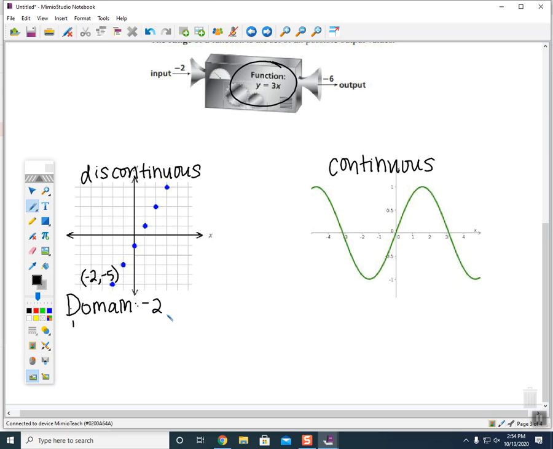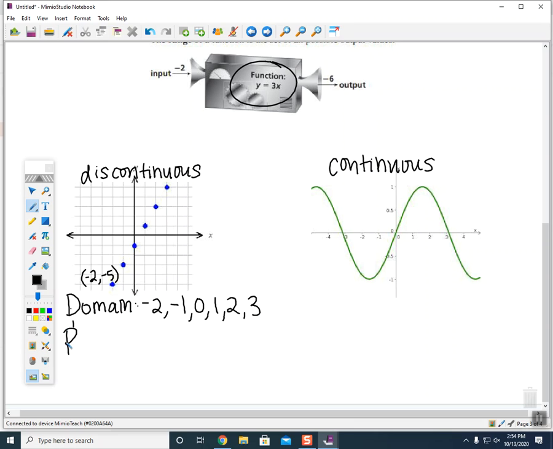What's my next value then? My next x goes up here just at -1. My next one's at 0, 1, 2, and then I end at 3. Okay, that is my domain. Those 6 numbers are my domain.